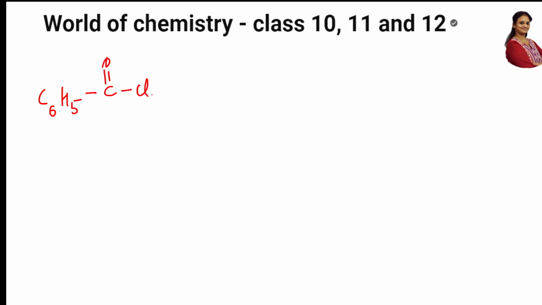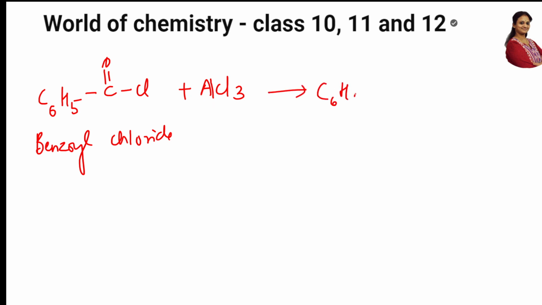Now they said in the presence of anhydrous AlCl3. Remember students, you are going to write the name of this compound. This is benzoyl chloride. When you add this Lewis acid, what will happen? Lewis acid will try to drag the electron density. It's going to form a bond, Al–O, with C6H5 C double bond O. This gets a partial positive charge and Cl is attached. AlCl3 gets a partial negative charge because this is a Lewis acid.